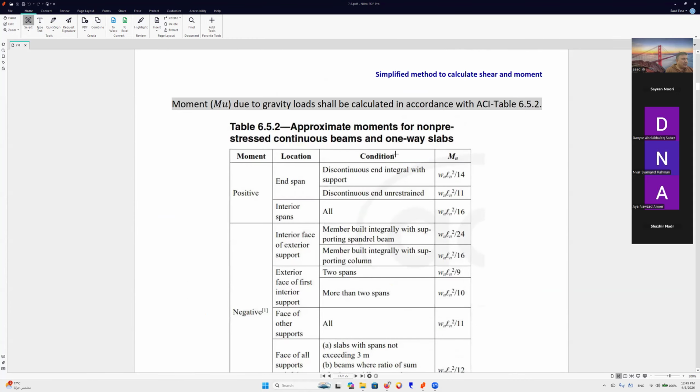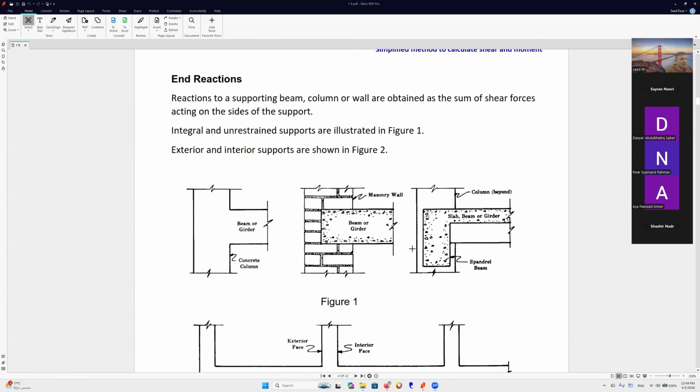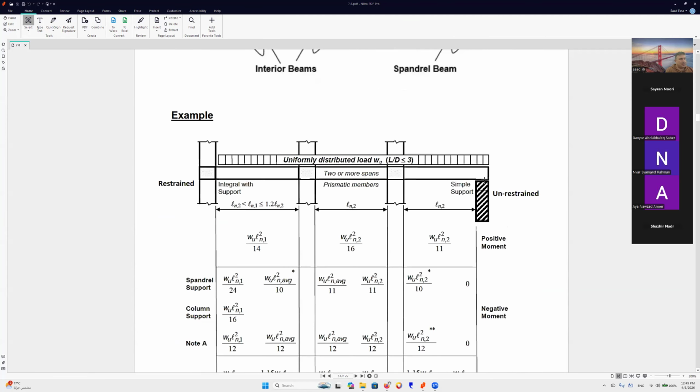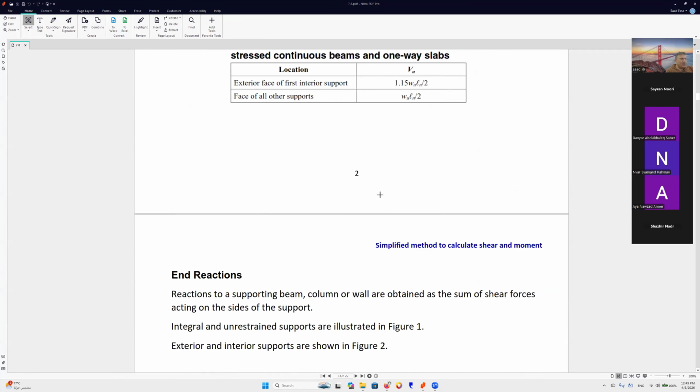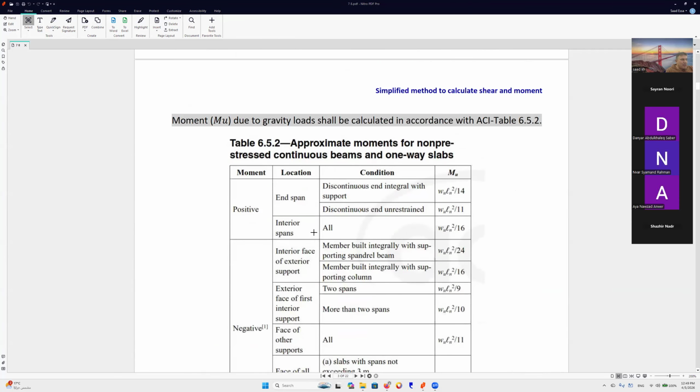This is a very important table. We have this one continuous and unrestrained, this is the unrestrained hinge, w L squared over 11. Now, what about the interior spans? It is w L squared over 16. This is the positive moment.